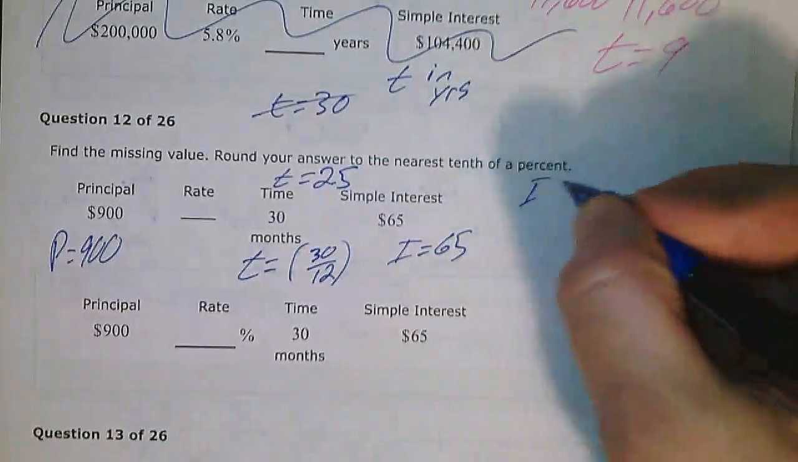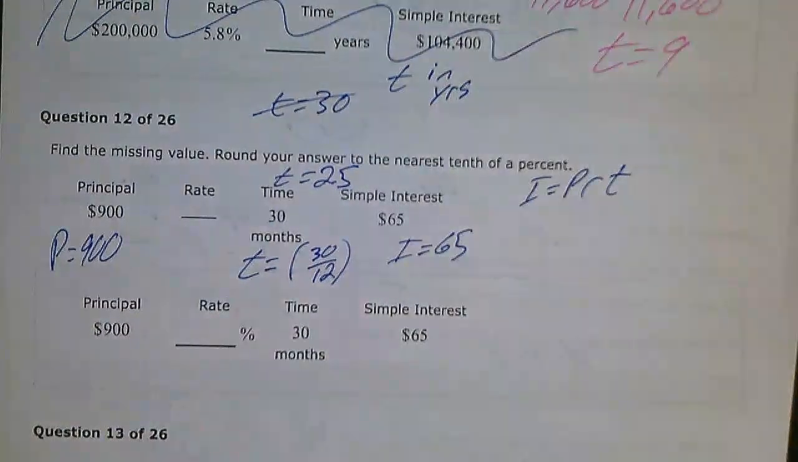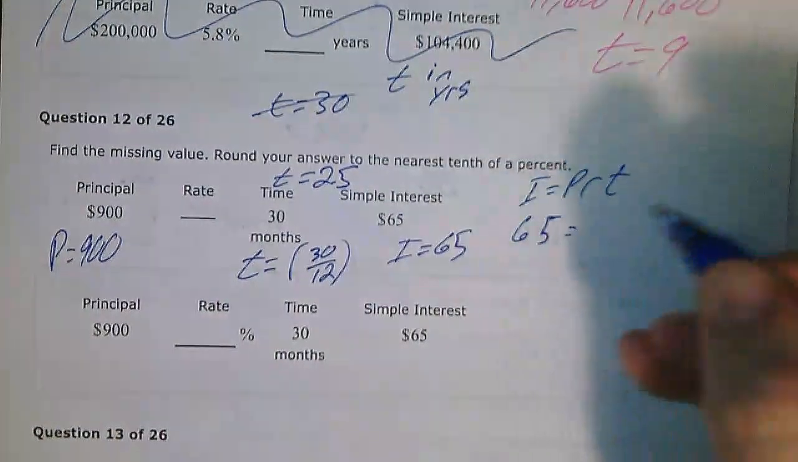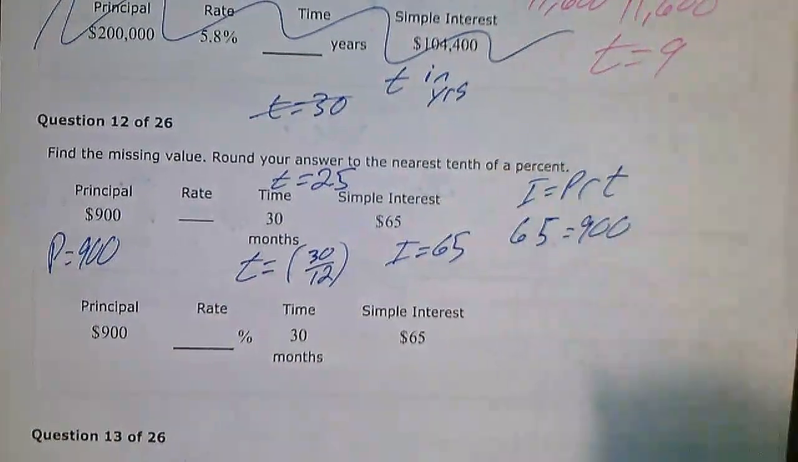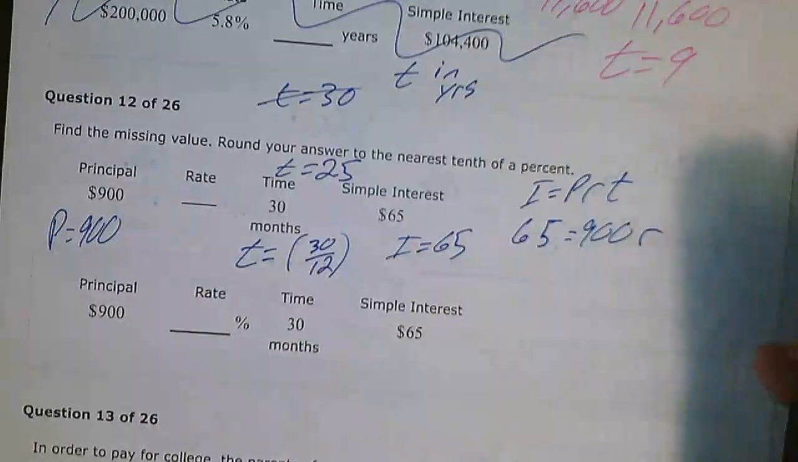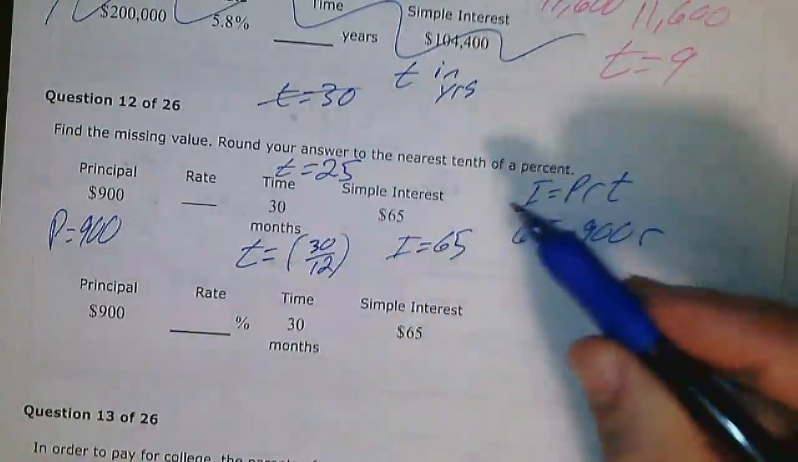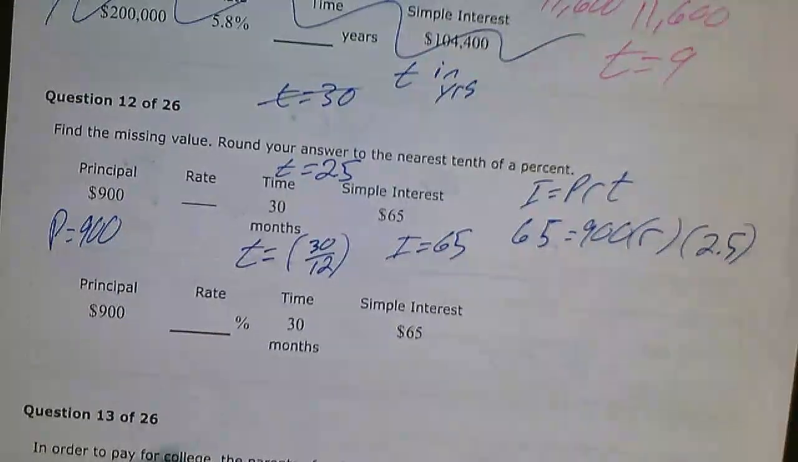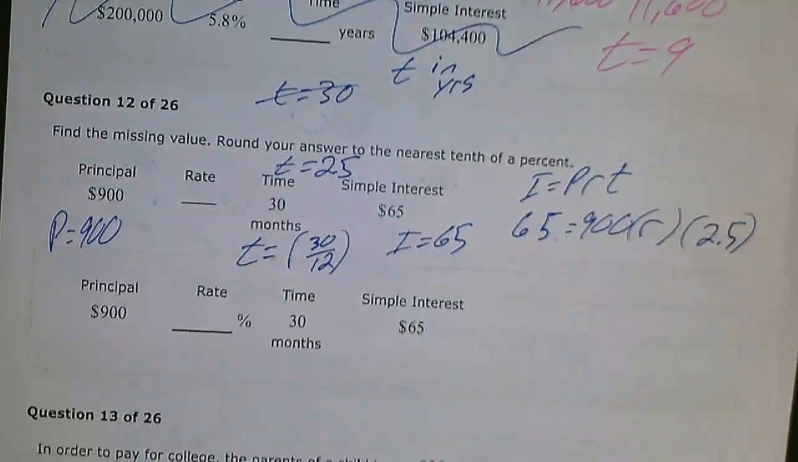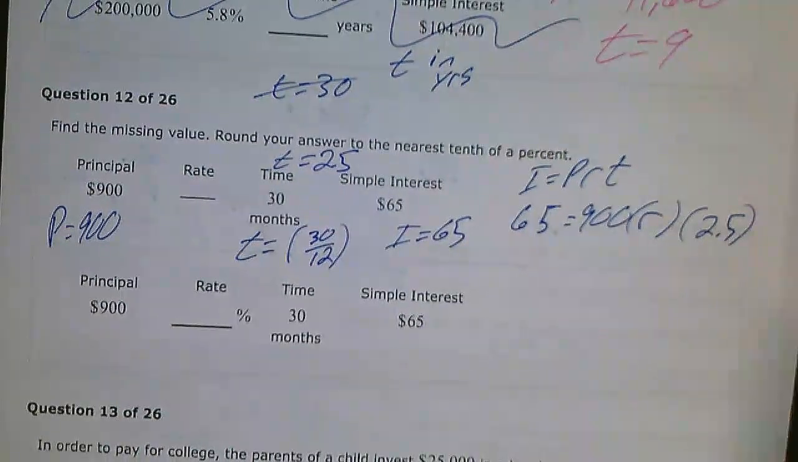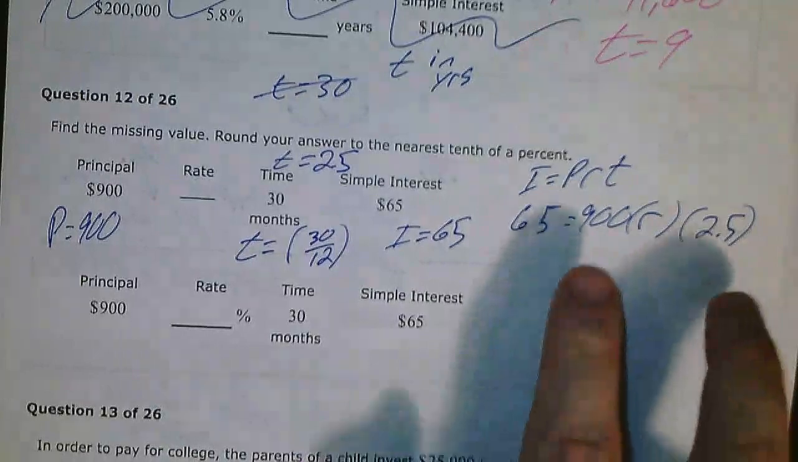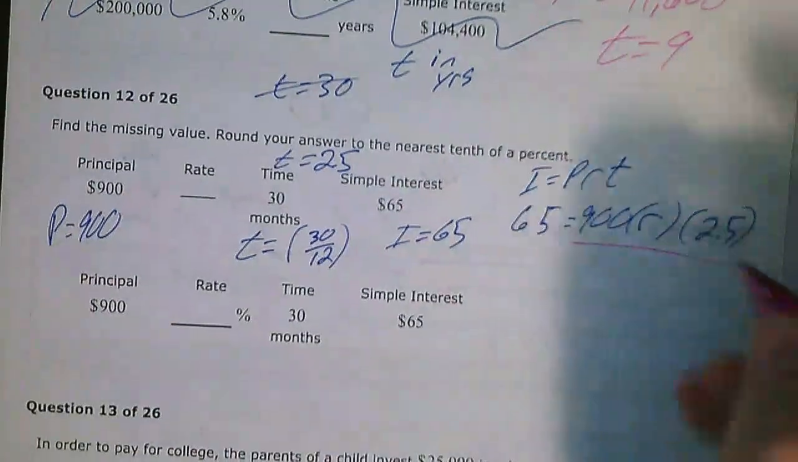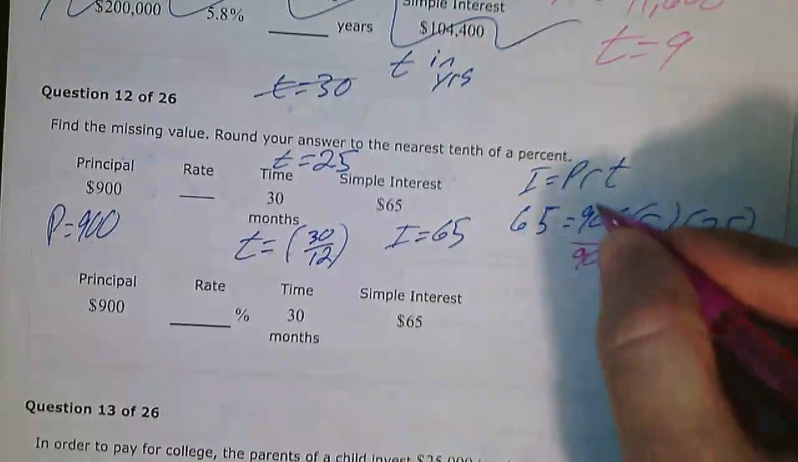So I equals P times R times T. I is 65. The P is 900. We do not know what R is, but T is 2.5. Again, a couple ways you could attack this problem. You can multiply 900 and 2.5, or like I said, we can divide these both out one at a time.